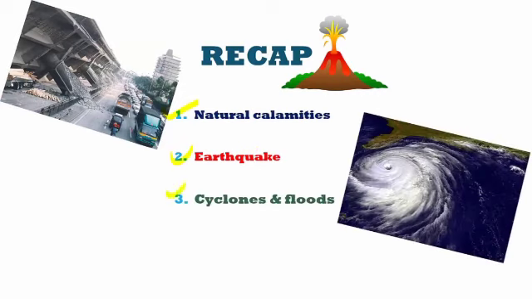Then we looked into cyclone and floods. We saw the massive amount of damage that cyclone can do, because these are wind at a high speed that causes very heavy rains. And we saw that because of water and tidal waves, there is also floods and there is a lot of loss to life and property.